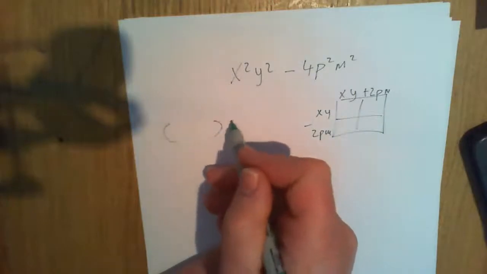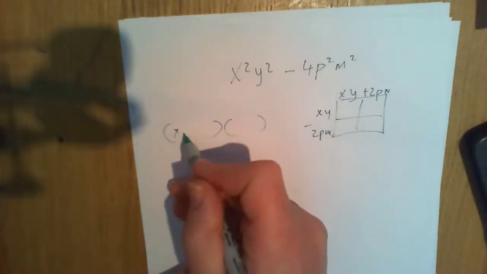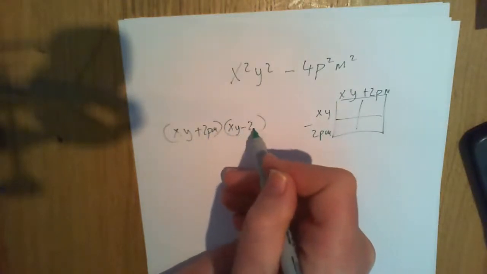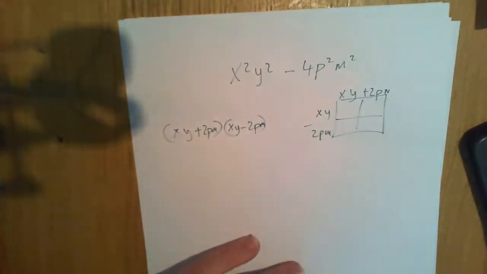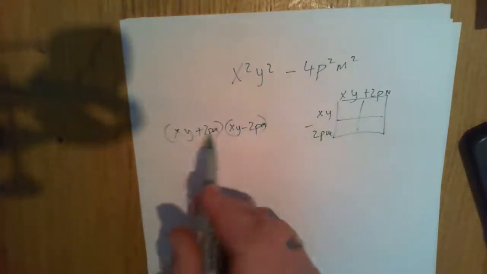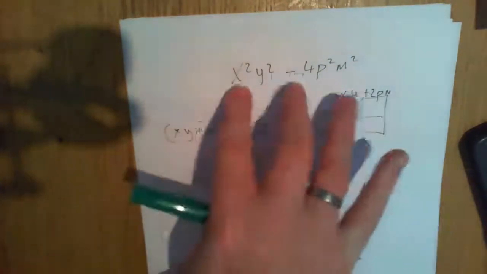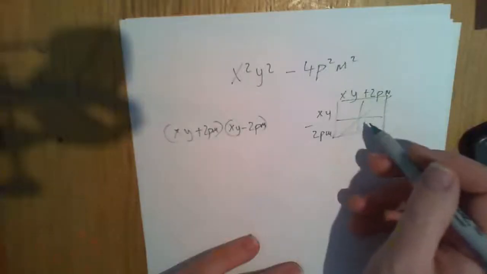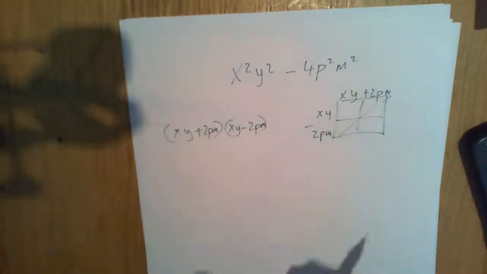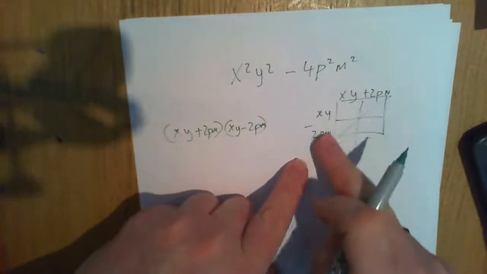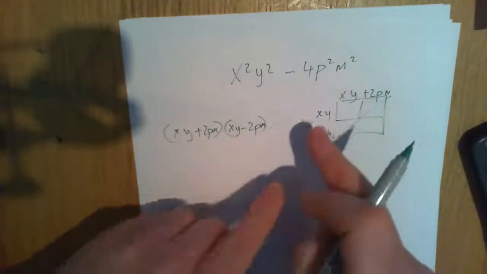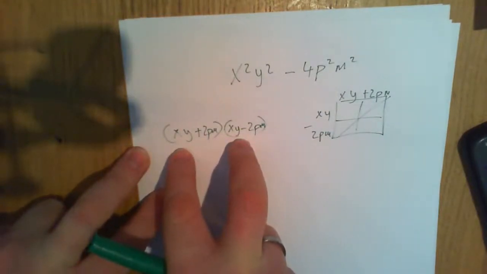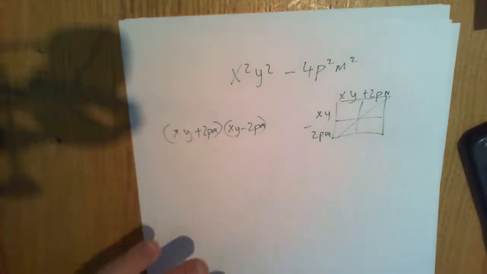Put them together. xy plus 2pm and xy minus 2pm. And there you go. Works every time. You can multiply that out and you'll end up with that. The thing that'll be in the middle will cross out if you were to multiply the box. Eventually what we want to try and do is move away from using this box and just be able to do it using the brackets. So that's what we'll try with the next one.